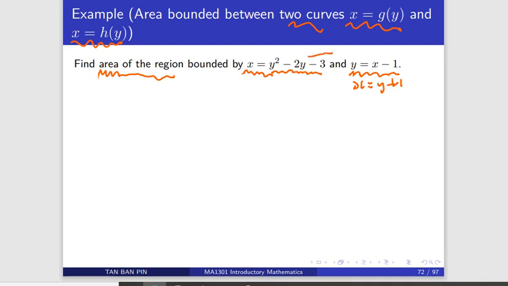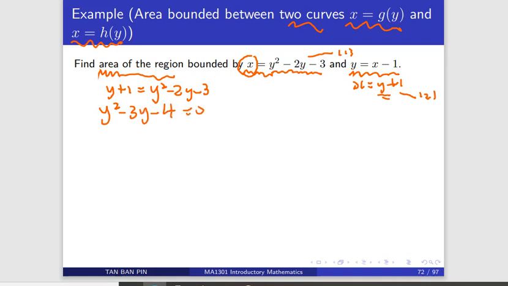We can call this equation 1 and this equation 2. If you equate equation 1 and equation 2, you can just replace the x by y plus 1. So you consider y plus 1 equal to y squared minus 2y minus 3. That will give you y squared minus 3y minus 4 equal to 0, which you factorize to give (y minus 4)(y plus 1) equal to 0. So y is 4 and minus 1.